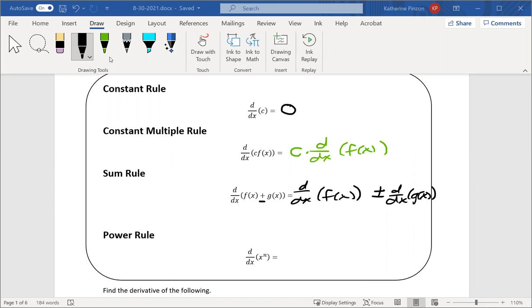So then we're going to talk about the power rule. This is, what's the derivative of something to a power? x to a power, x squared, x to the negative 10, x to the 1/5. What's the derivative of something to a power? So I'm going to start with x squared.